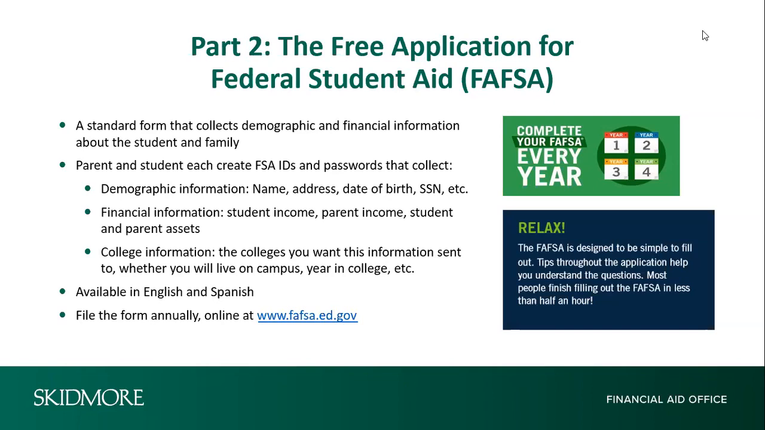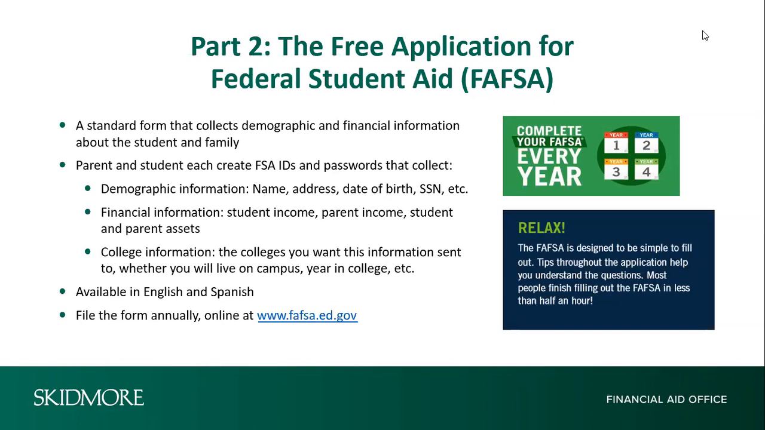If you own a business and you employ more than 100 people, you need to report the equity in your business on the FAFSA. If you employ fewer than 100 people, you actually don't have to report the equity in your business. Of course, if you have business income that shows up on your personal tax return, you would be reporting that as part of your personal adjusted gross income.